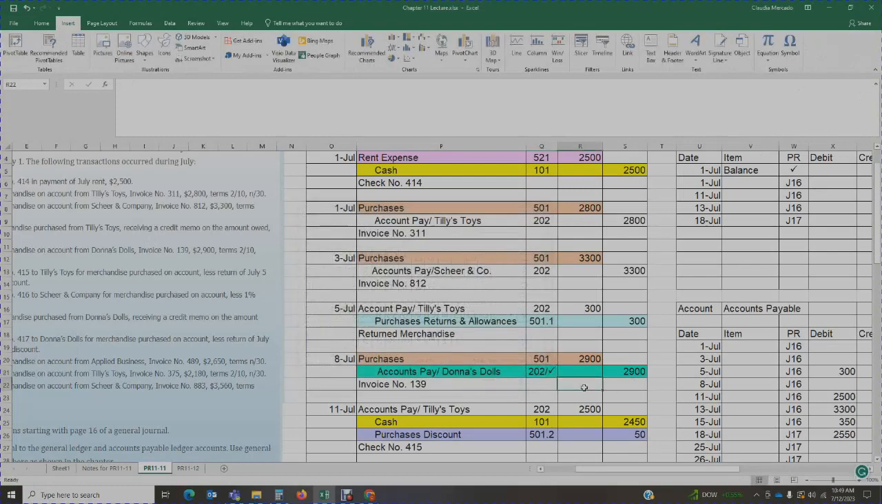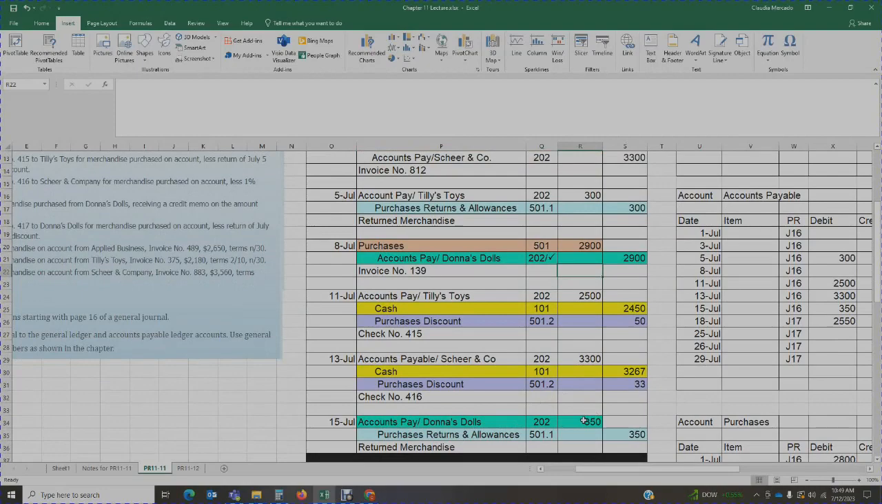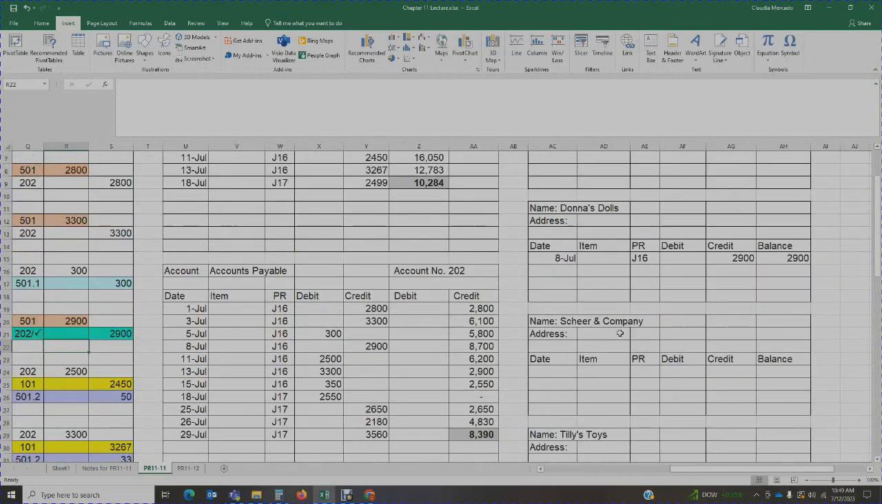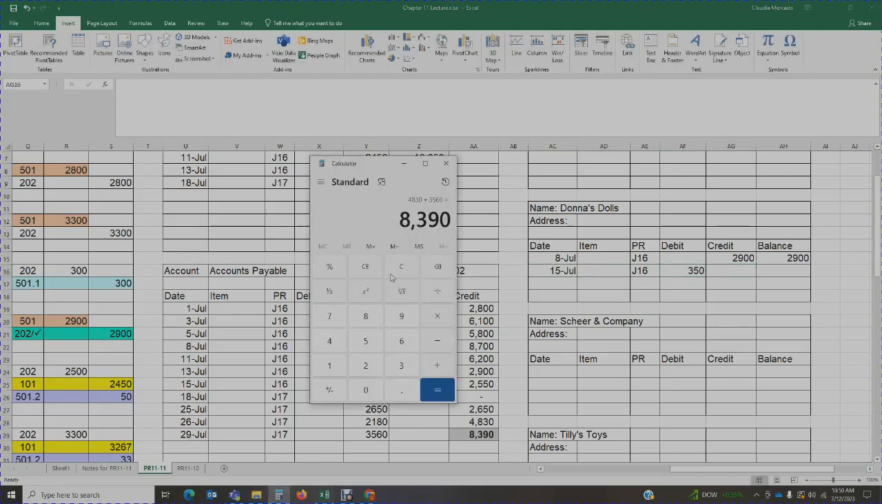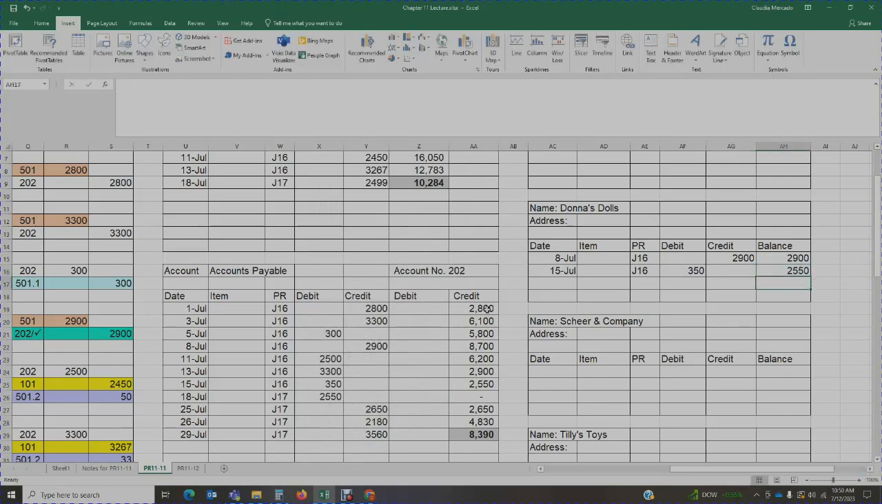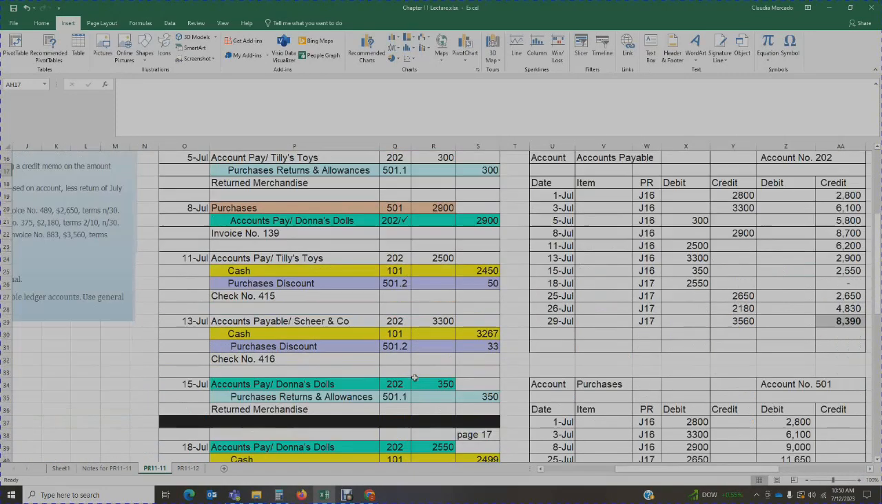Okay. And then my next entry is a debit of $350 on July 15th. July 15, Journal 16, and we've got a debit of $350. So I've got 2,900 minus 350. My balance is 2,550. Okay, I'm going to go back and enter my check mark.